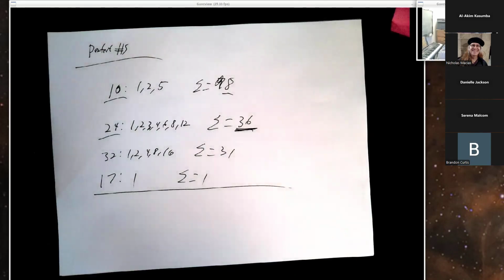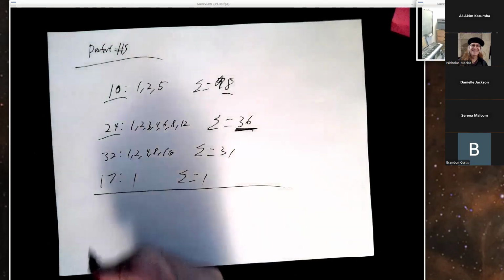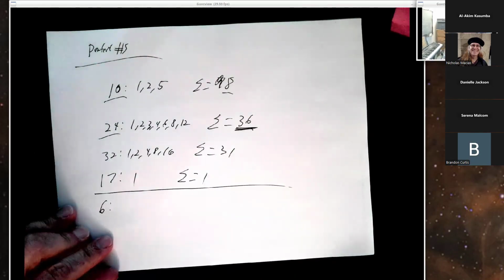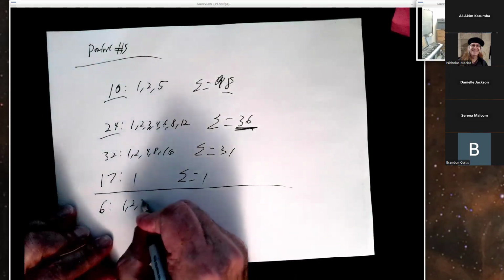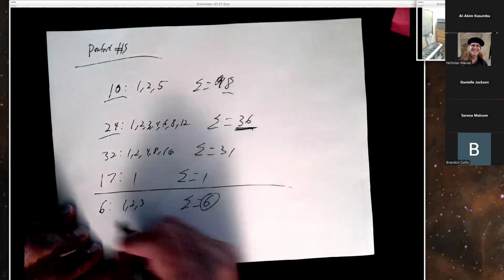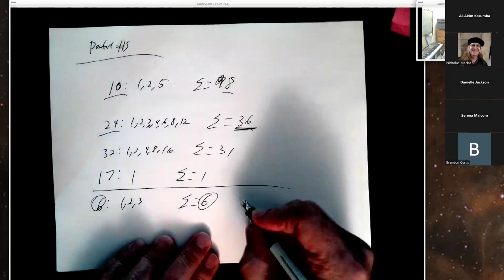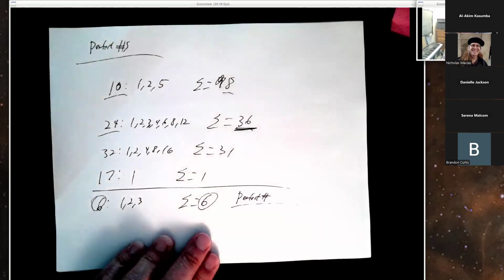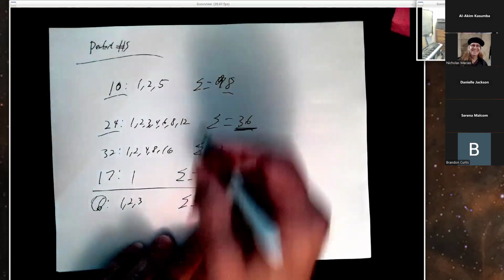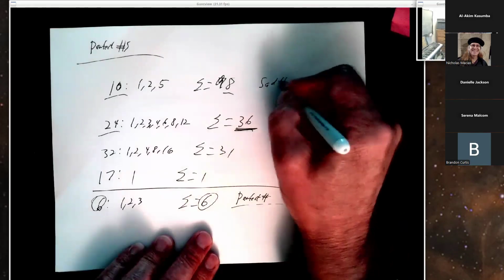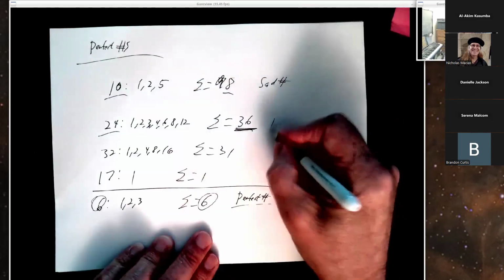Six. 6? 6 works, right? The factors of 6 are 1, 2, and 3, and 1 plus 2 plus 3 equals 6. So this is called a perfect number. If the sum is less than the number, we call that a sad number. And if the sum is bigger than the number, we call that a happy number.